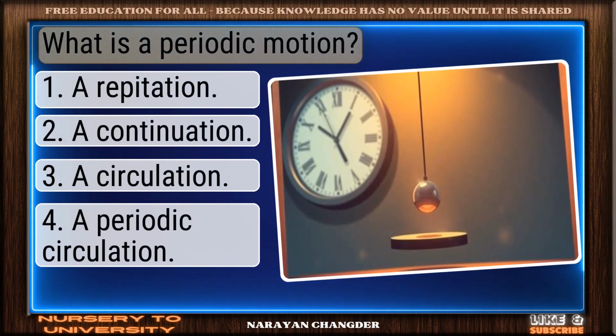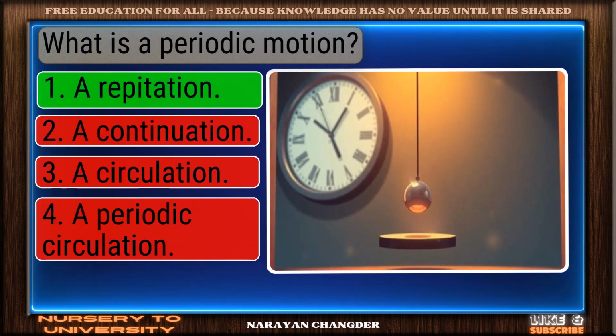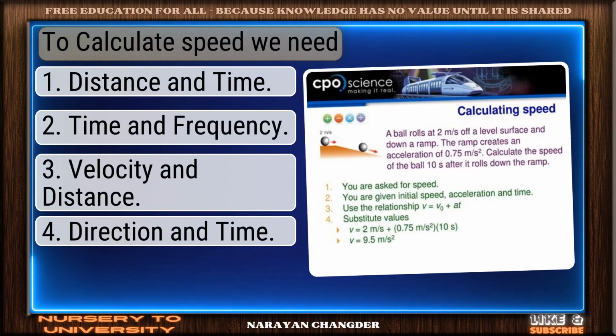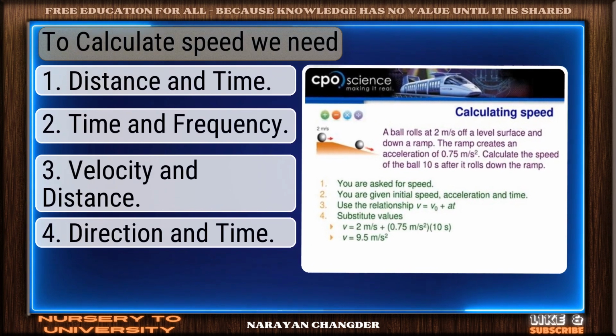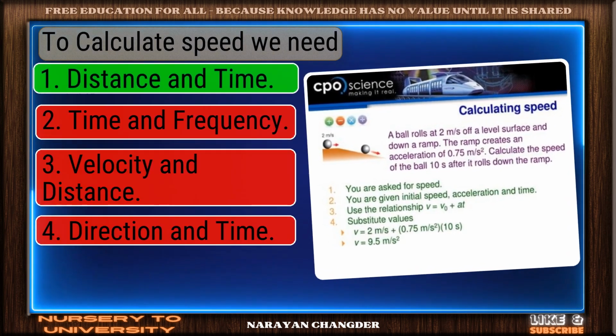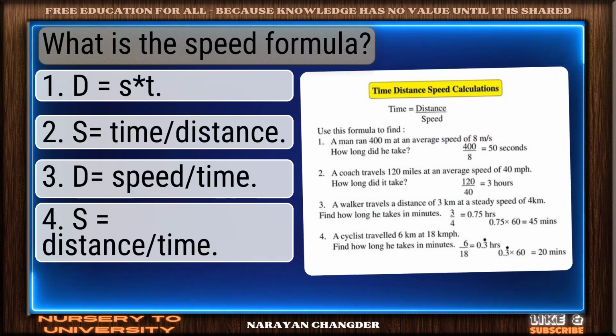Question number 242. What is a periodic motion? Bravo. A repetition is the answer. Question number 243. To calculate speed, we need. You got it. Your choice distance and time is right.